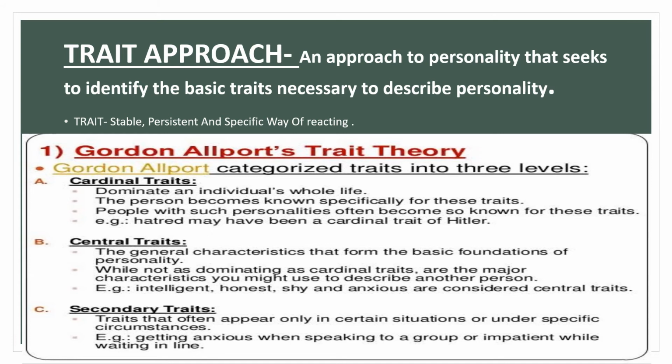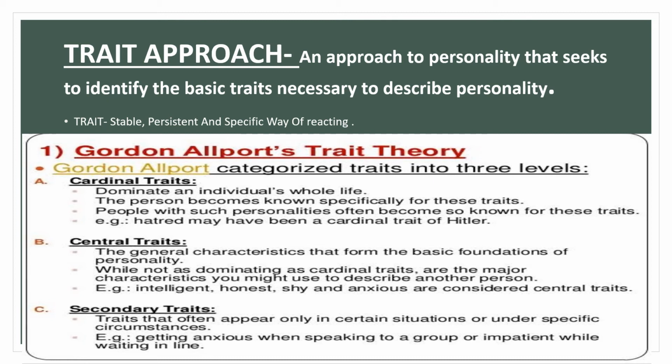So now we have the first trait theory given by Gordon Allport. He categorized traits into three levels: cardinal traits, central traits, and secondary traits. Cardinal traits are those attributes of our personality which are dominant in an individual's whole life. For example, Hitler's cardinal trait is hatred, and Mahatma Gandhi's cardinal trait is non-violence.